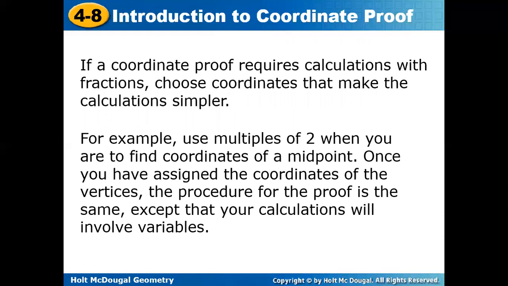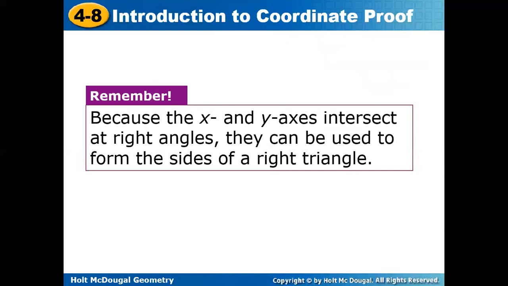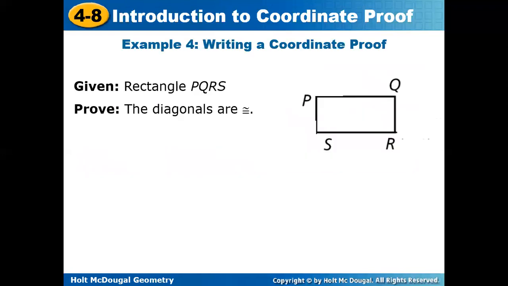Once you have assigned the coordinates of the vertices, the procedure for the proof is the same, except that your calculations will involve variables. Remember, because the x and y axes intersect at right angles, they can be used to form the sides of a right triangle. In example 4, given rectangle PQRS, prove that the diagonals are congruent.